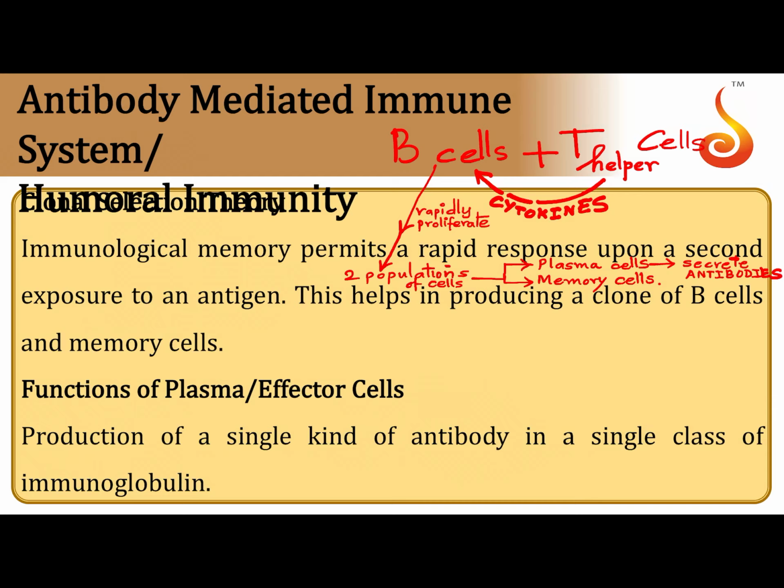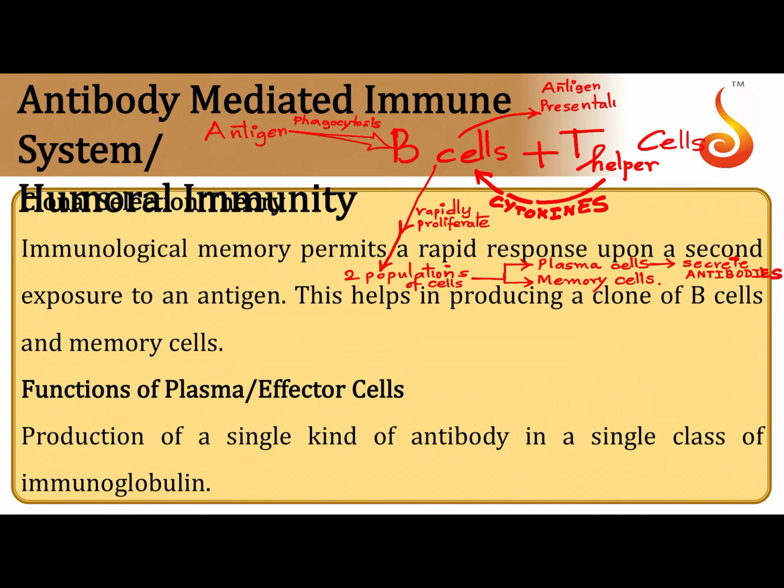So how does the helper cell recognize the B cell? There is an antigen, there is some foreign substance that has invaded your system, and you will be surprised to know that the B cell is capable of carrying out a process called phagocytosis. So it phagocytizes the antigen and it presents the antigen to the T helper cell. So it is called antigen presentation.